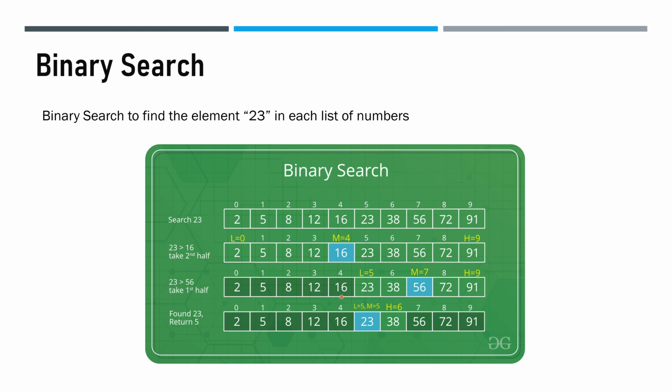Next, we find the middle element of 16 and 91, which is 56. 56 is greater than 23, so 23 will be on its left. Next, the middle element is 23, which is the element we want to find. Hence, we get 23. This is the procedure for binary search.